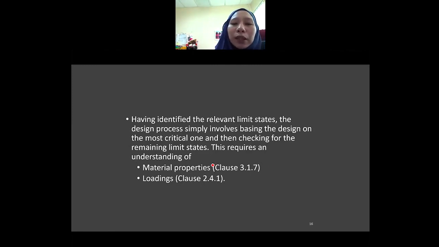So if you see here there are clauses. These clauses are not created by me. This clause is based on BS 8110. I'm not sure whether you have the BS, but I actually have it. Okay, but it's quite a thick book. So if you want to look, you can Google it yourself. The BS is also shared on the internet actually. You can refer to that if you want to have a look at what I'm talking about right now.